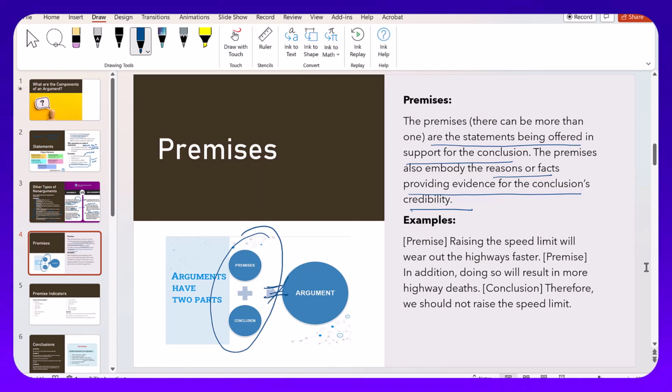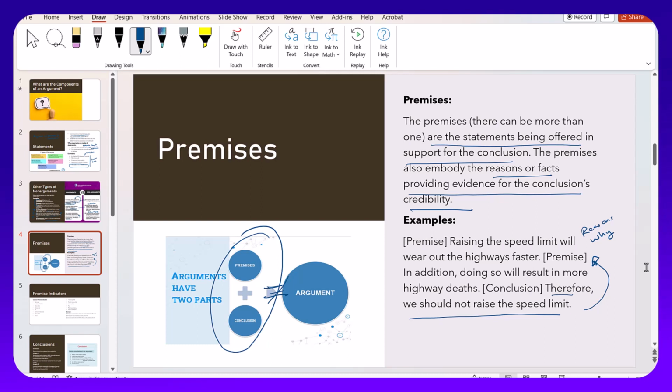Premise: raising the speeding limit will wear out the highway faster. Here's a second premise: in addition, doing so will result in more highway deaths. Conclusion: therefore, we should not raise the speed limit, right? So if you have this idea of we should not raise the speed limit, here are the reasons why. All right, so that's what you're looking for in that.